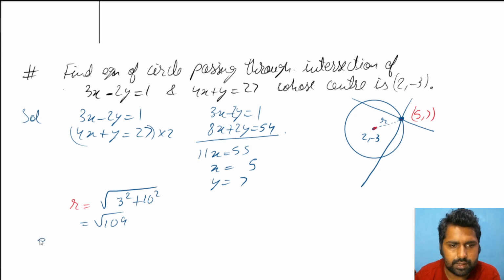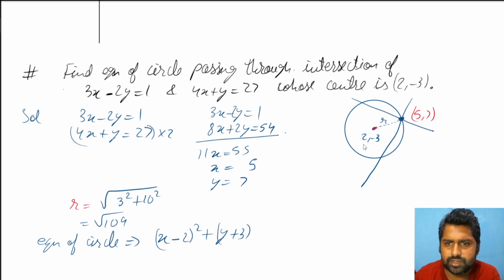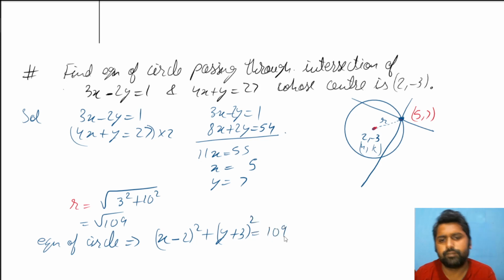All right, and equation of circle will be like x minus 2 whole square, y minus 3, okay, this is h comma k, so using the standard form, whole square is equal to r square, that's 109. You can expand it and get it in the simplified expression, everything on the left side. That can also be done.